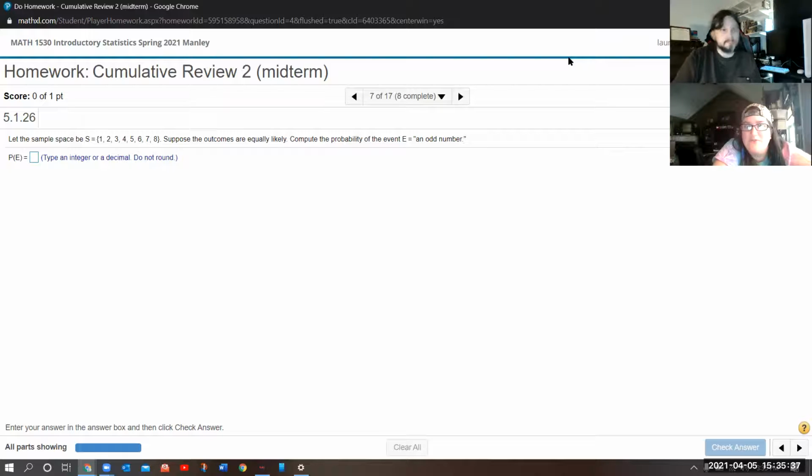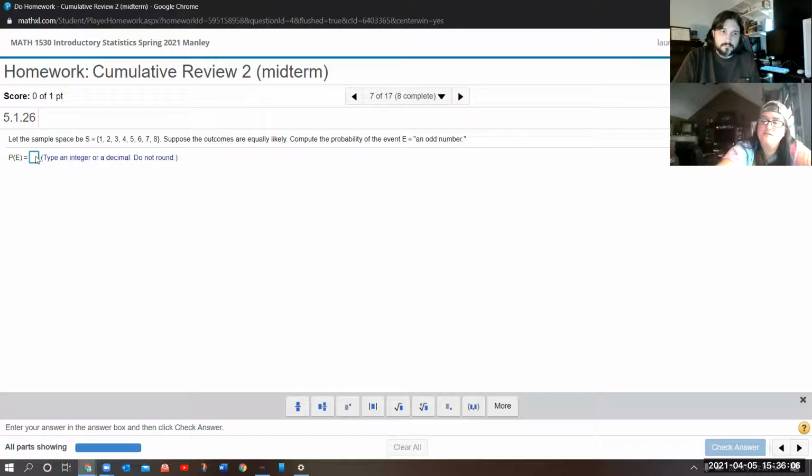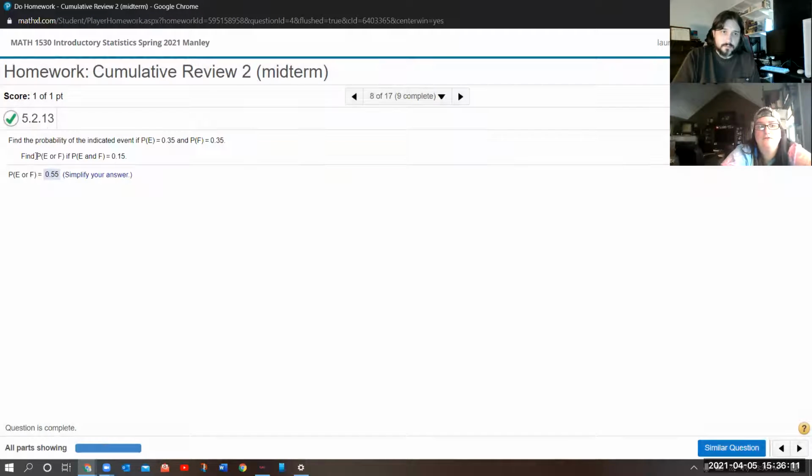All right, compute the probability of an odd number. It would be 1, 2, 3, 4 out of 8. Yeah, the odd numbers between 1 and 8 are 1, 3, 5, and 7. That's 4 over 8, which equals 1/2. And that as a decimal is 0.5. Mm-hmm. Good.